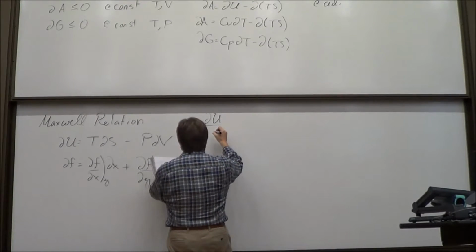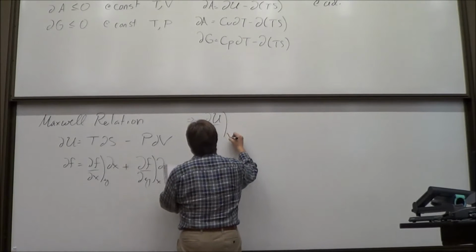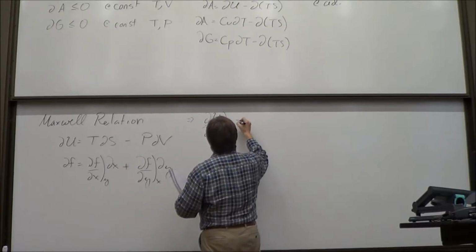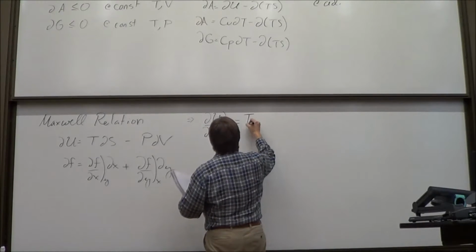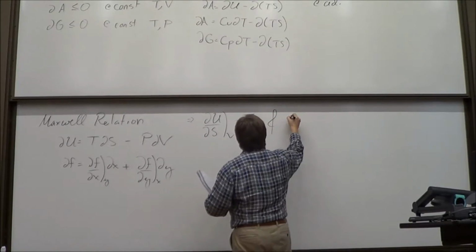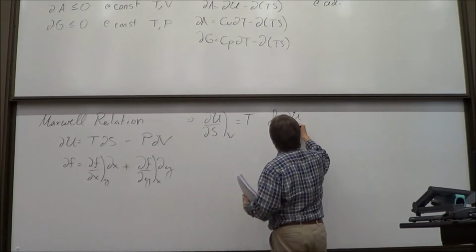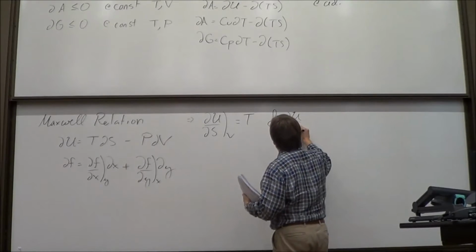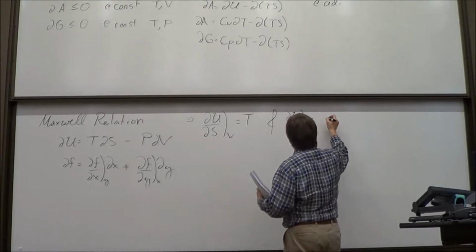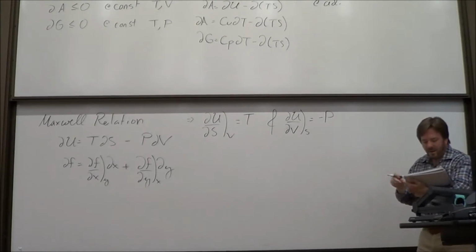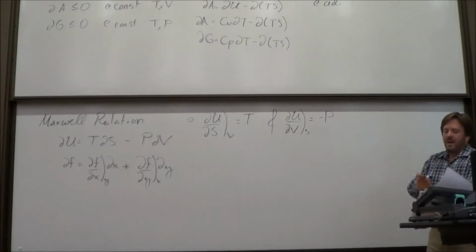And what I get from that is dU/dS at constant V. This is the conjugate of S, because S is X. This is, of course, T. And the change in U with respect to V at constant S is minus P. Right, again, that minus sign is always a real biz knocker.